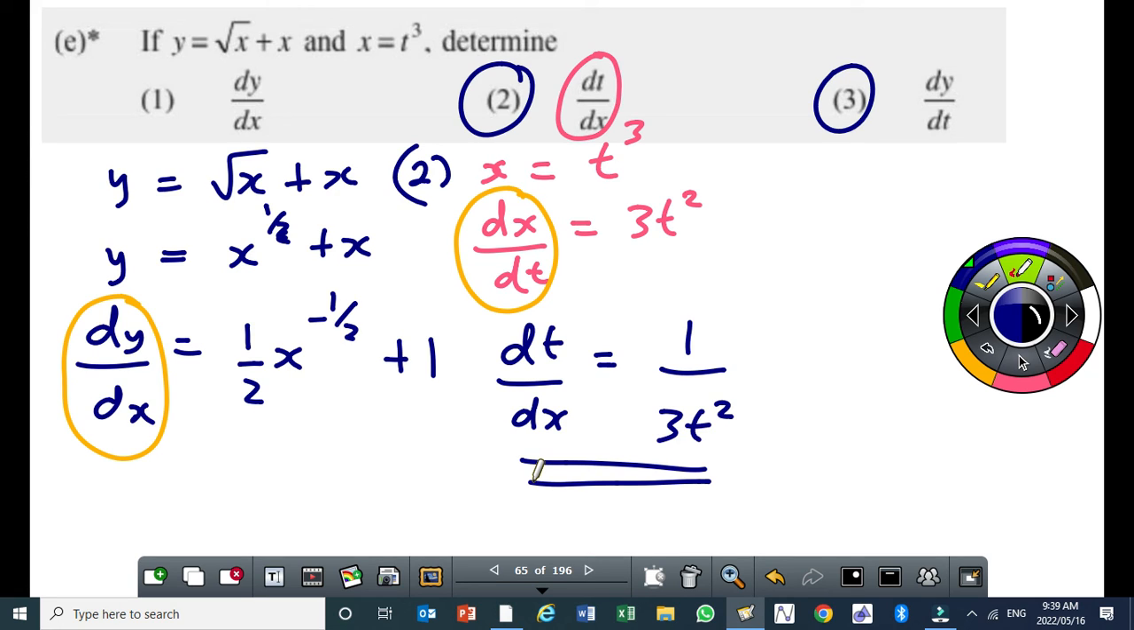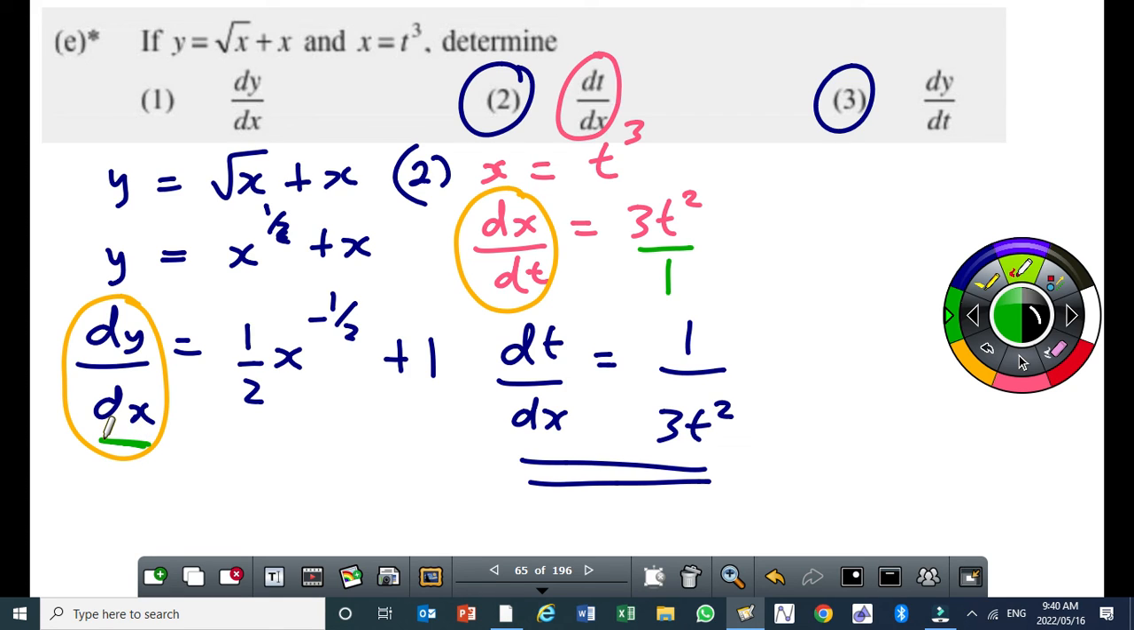You have to find dx over dt first. Then you swap the numerator and the denominator. Obviously, I'm sure you are aware that the denominator there is a what? It's a 1. So you just swap the numerator and the denominator, then you get your dt over dx. Then here it becomes 1 over 3t squared. Okay, so we haven't used this one yet.